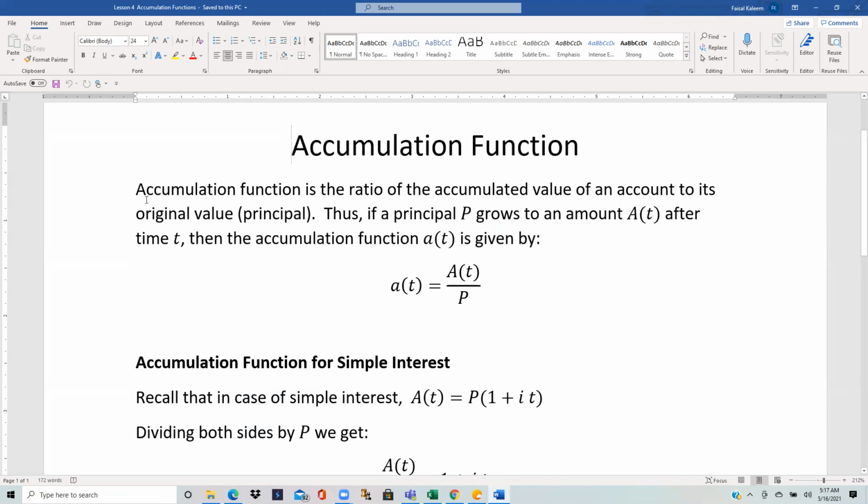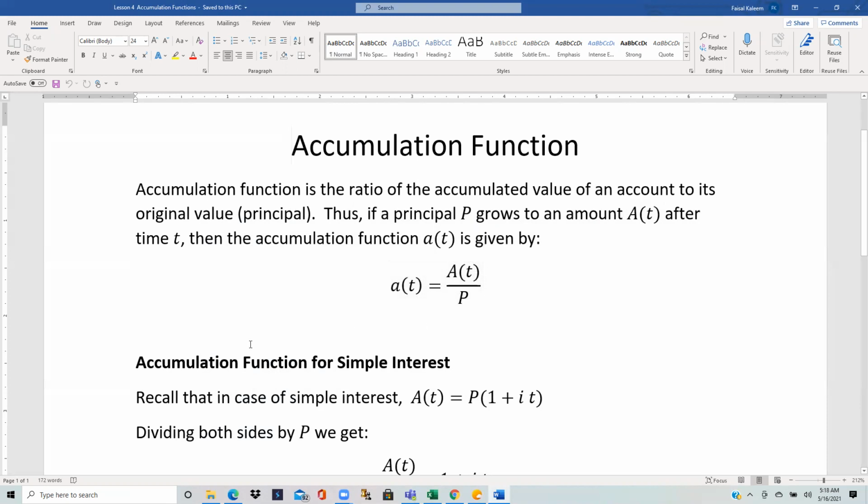The accumulation function is actually the ratio of the accumulated value of an account to its original value. So the ratio of the accumulated value to the principal. So if P is the principal and it grows to an amount A of t after time t, then the accumulation function little a of t is given by little a of t equals the amount at time t divided by the principal.